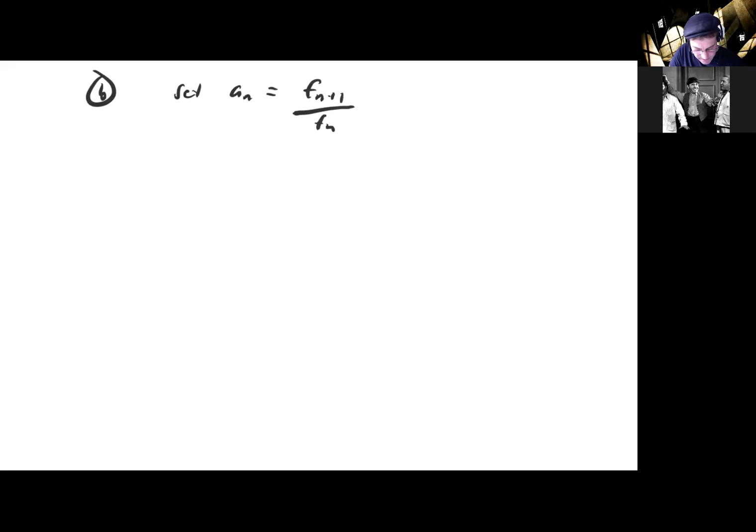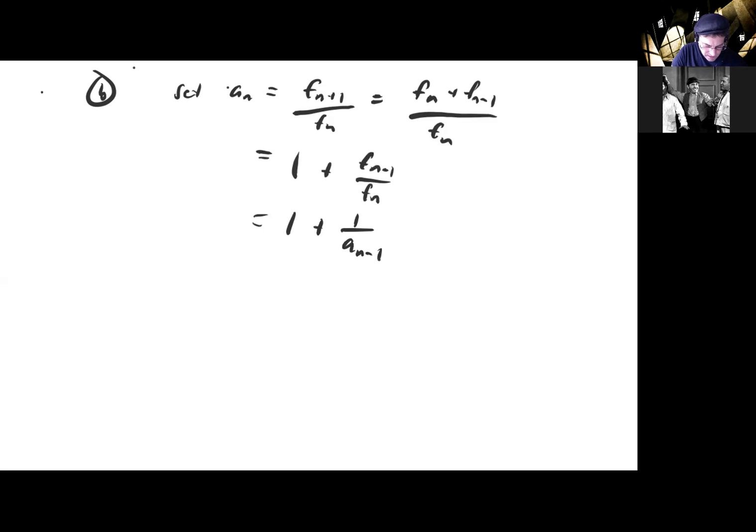So a sub n is f sub n plus 1 over f sub n, but f sub n plus 1 is given by f sub n plus f sub n minus 1, and we're dividing that by f sub n. That's the same thing by breaking up the fraction: f n over f n, which is 1, plus f n minus 1 over f n. Now, f n minus 1 over f n is the reciprocal of a sub n minus 1. So this is 1 plus 1 over a sub n minus 1. So this essentially does the first part of part B.